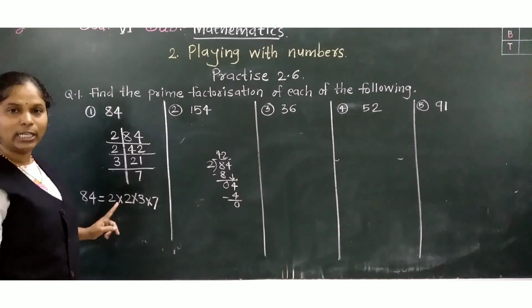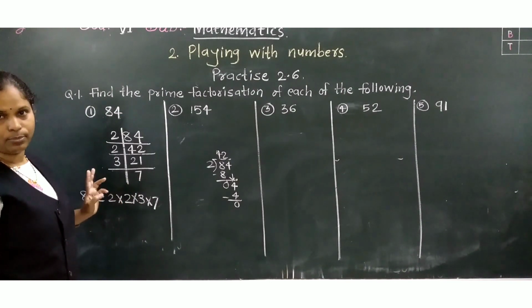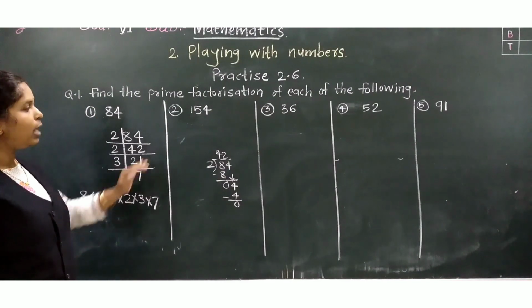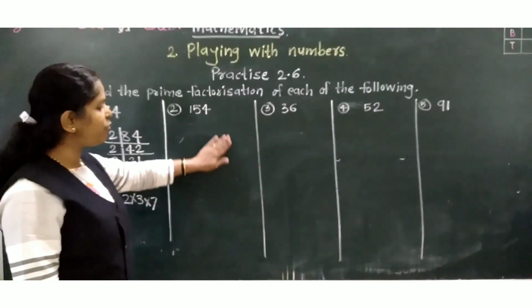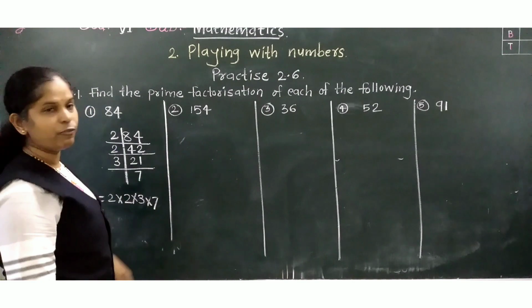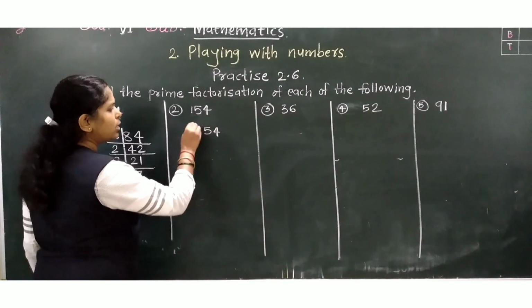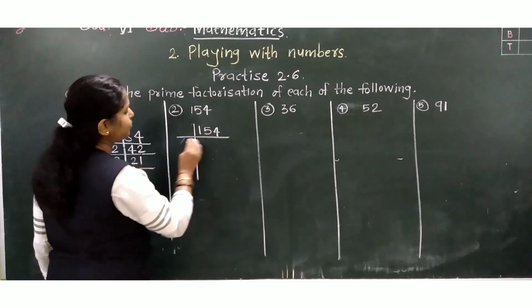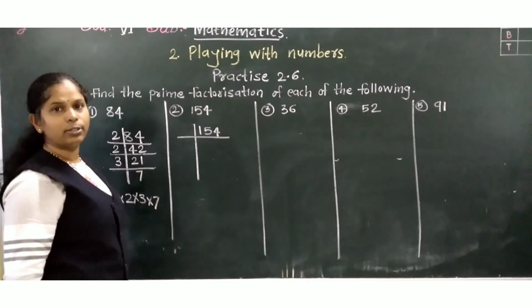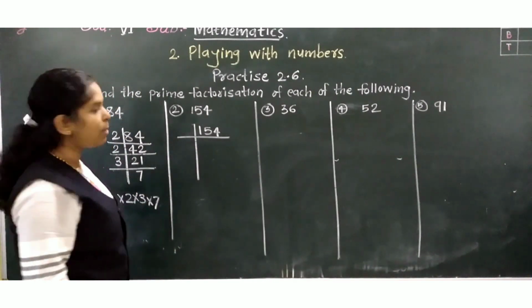That also we have to include in the product. Got it? Now here, see. Next is 154. Now again the same method is there. 154 divided. As 4 is there at the units place, I can divide it by 2.